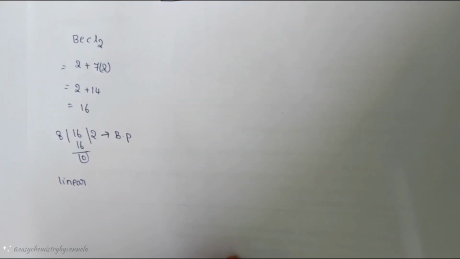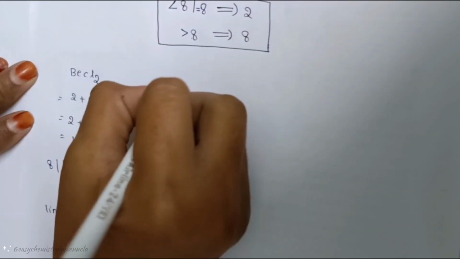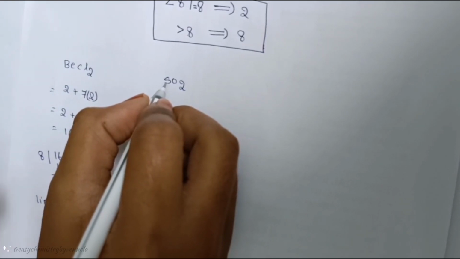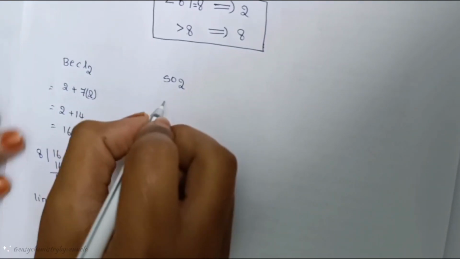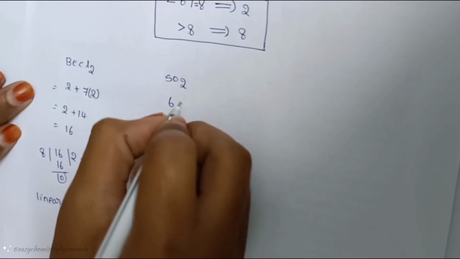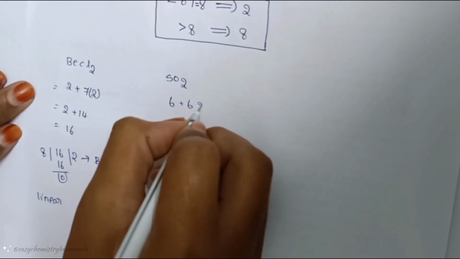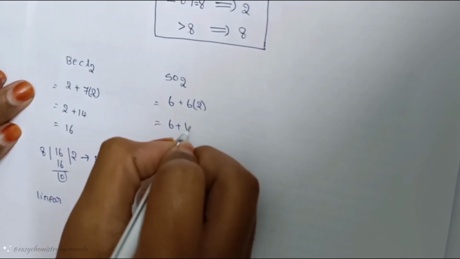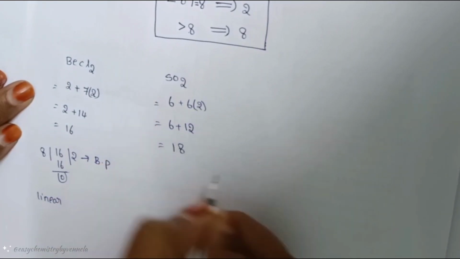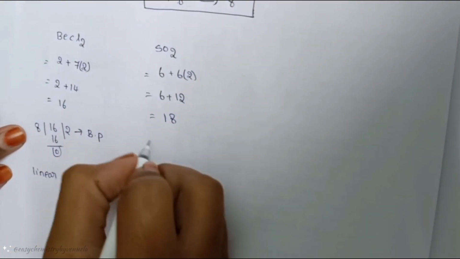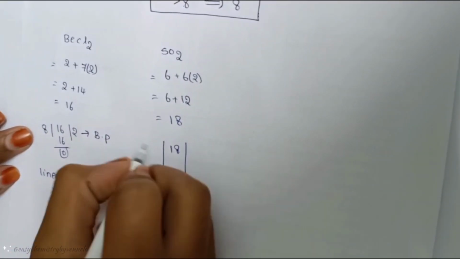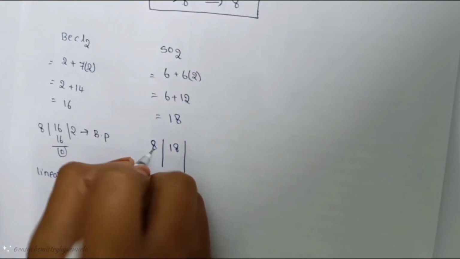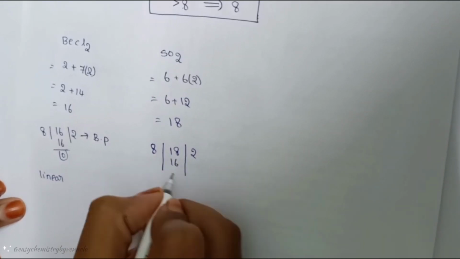So after this, the next example is SO2. Sulfur, what is the sulfur group number? 6. Oxygen group number? 6. How many oxygens are there? 2. So 6 plus 12. Total count is 18. So 18 is more than 8, so it is divisible by 8 only. 8 ones are 8, 8 twos are 16, remainder 2.